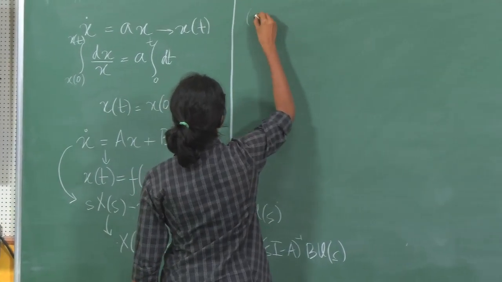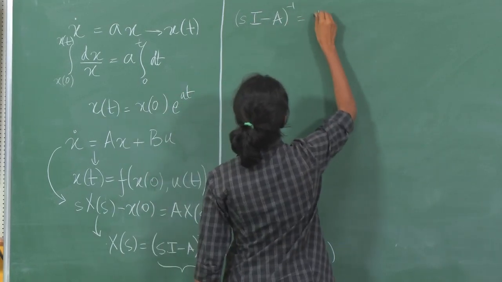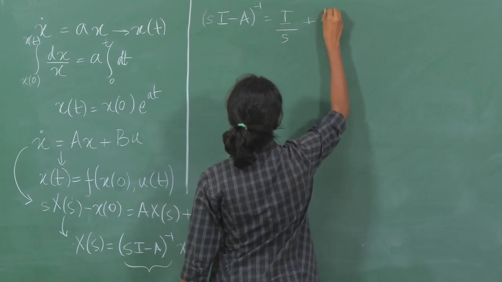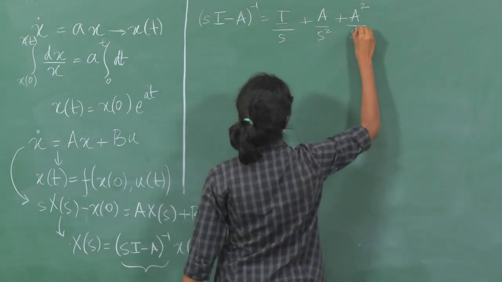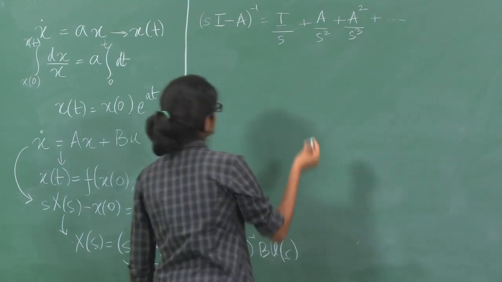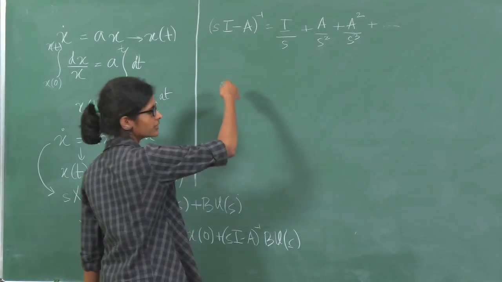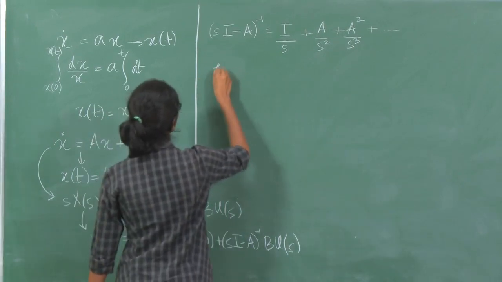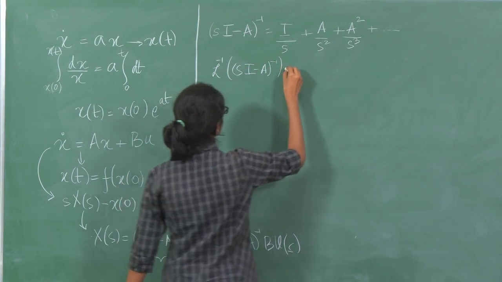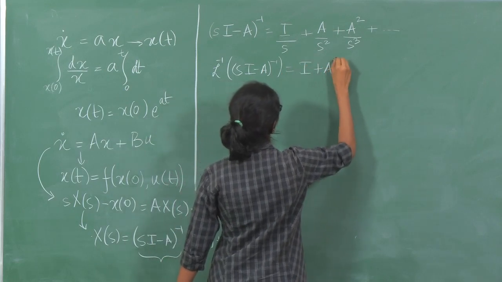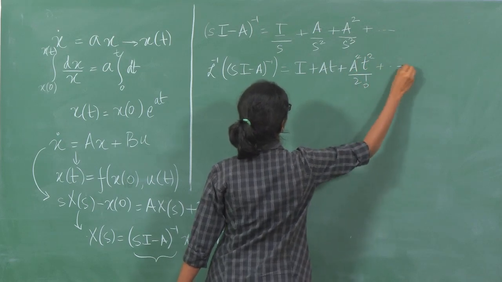So we use this expression. Now you can check for yourselves that this is true, because if you pre-multiply by si minus a, then you get identity. So using this, Laplace inverse of si minus a inverse is I plus at plus a square t square by 2 factorial and so on.